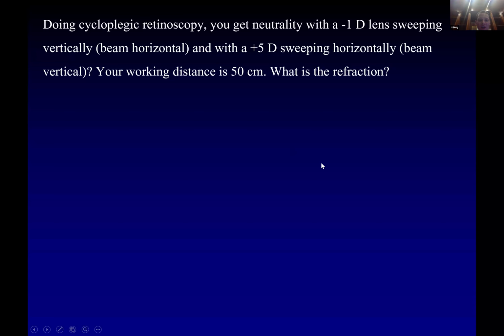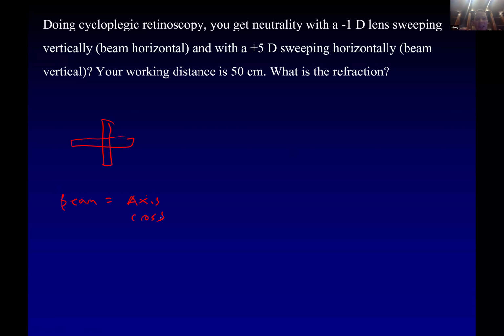So this is the way, again, I do it. If you have a different way of working it through your head, that's totally fine. But I say, I'm going to use the beam orientation, and that gives me the axis cross of the glasses. So not the way you're sweeping, but the way your beam is oriented is equal to the axis cross of the glasses. That's how I've been doing it for the last 15 years, and it works pretty well.